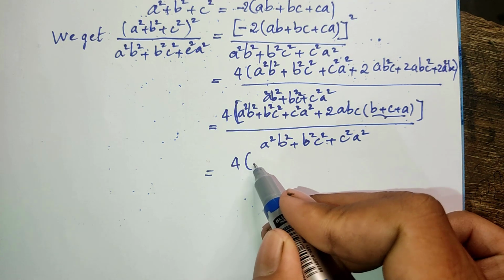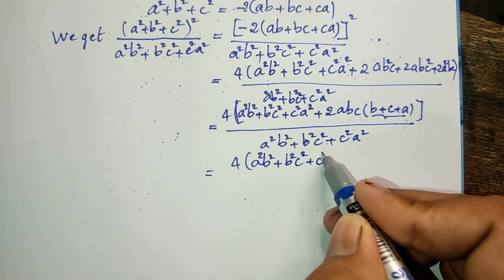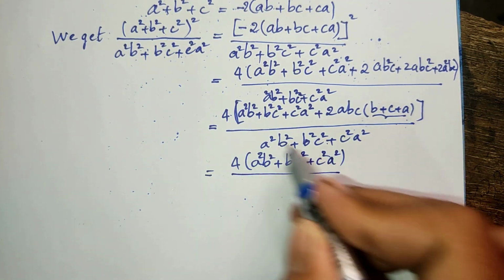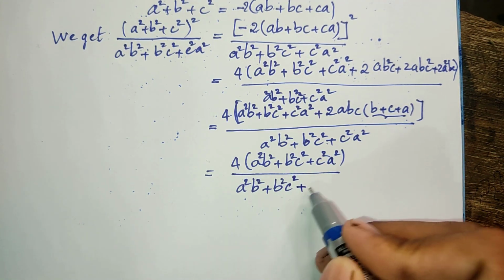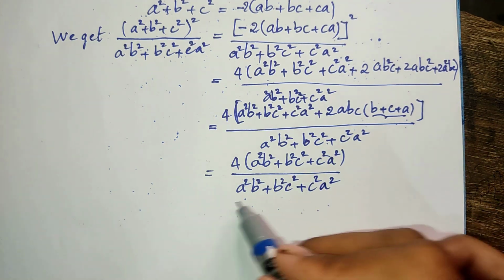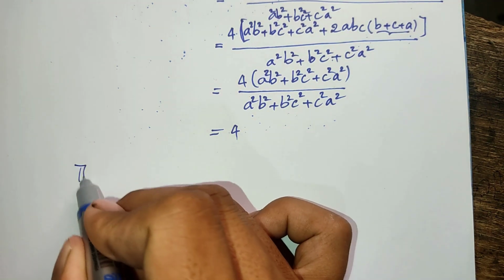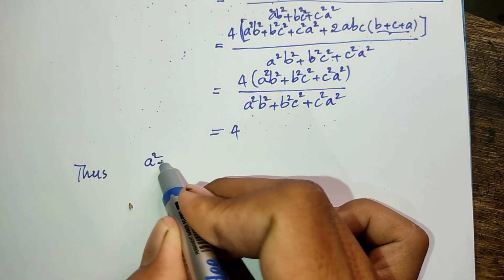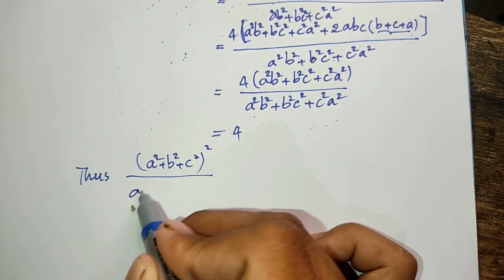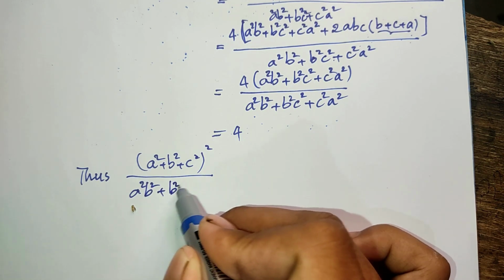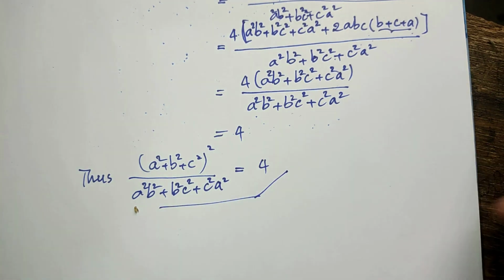I multiply by A squared B squared plus B squared C squared plus C squared A squared and divide by A squared B squared plus B squared C squared plus C squared A squared. Now we simplify and we get 4. So thus, the expression (A squared plus B squared plus C squared) all squared divided by A squared B squared plus B squared C squared plus C squared A squared is equal to 4. This is our solution.